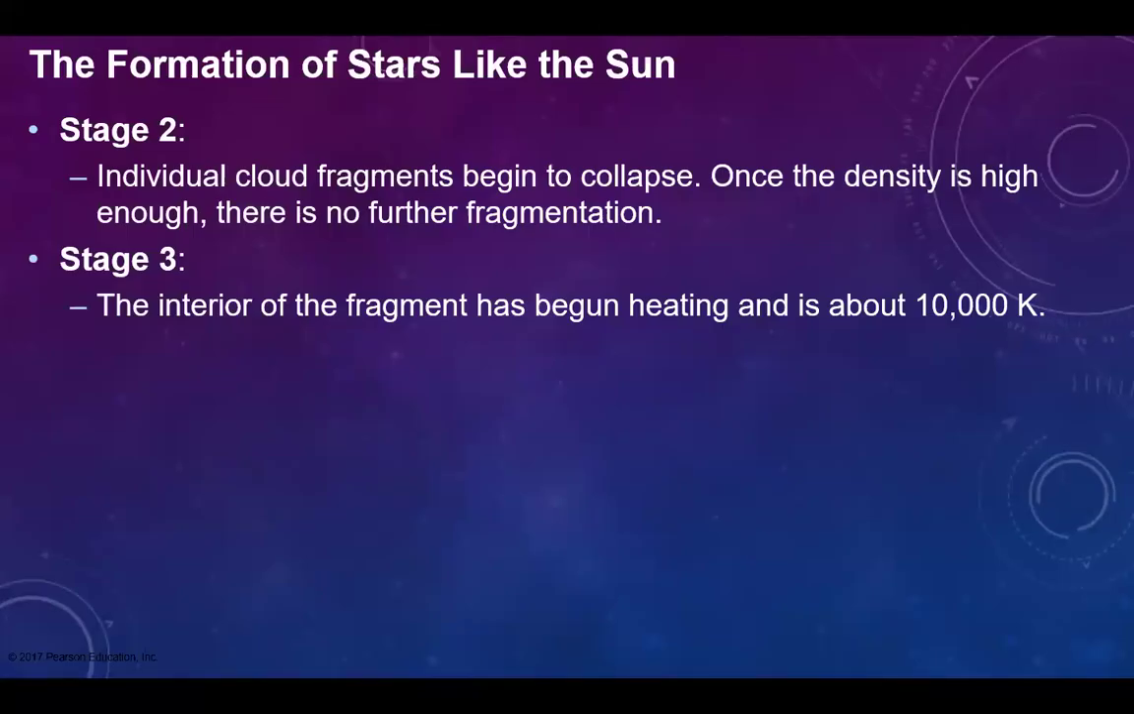So the second stage of star formation is where individual cloud fragments begin to collapse. And once the density is high enough, there's no further fragmentation. Once you've got a dense enough lump, it's not going to break into any more pieces. It's just going to collapse on itself. At stage 3, the interior of the fragment has started to heat up from all the gravitational potential energy from the collapse, all the friction from the collapse, and because it's being compressed by gravity, it warms up and it reaches about 10,000 degrees Kelvin.